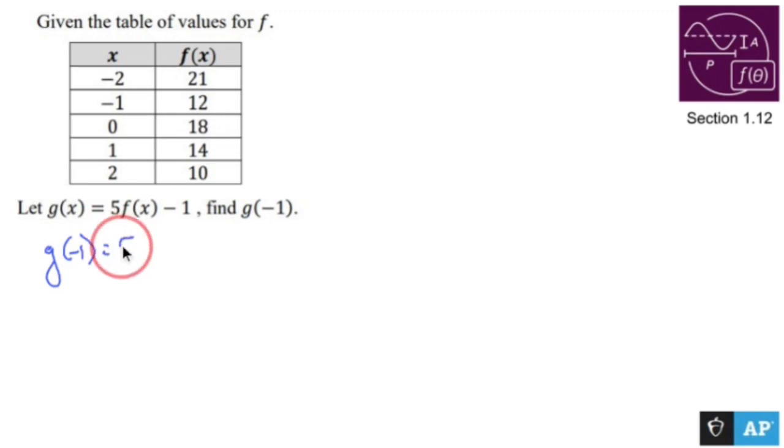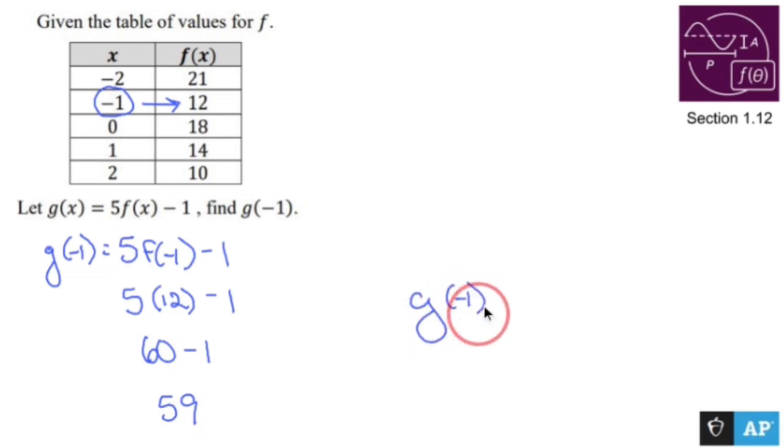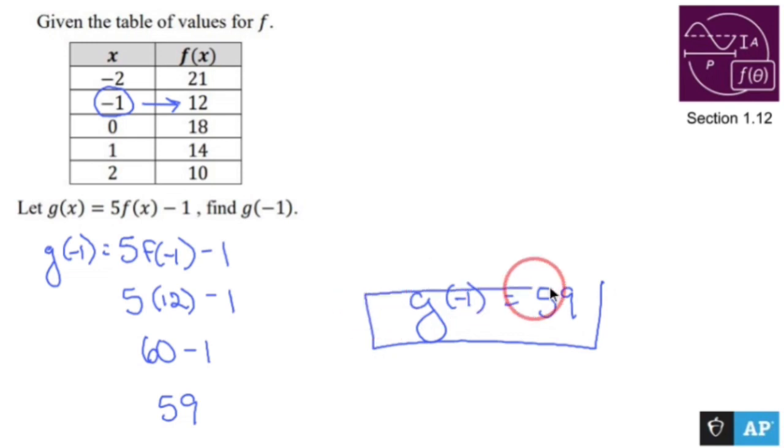G of negative 1 is 5 times f of negative 1 minus 1. F of negative 1 means let's go up to this table, and when x is negative 1, I get 12. So f of negative 1 is just 12. 5 times 12 becomes 60. Minus 1 becomes 59. And so g of negative 1 is 59. Easy peasy lemon squeezy.